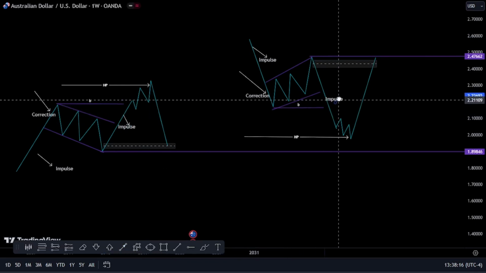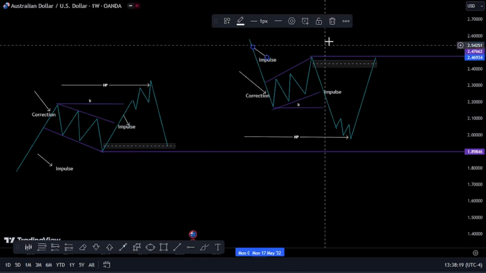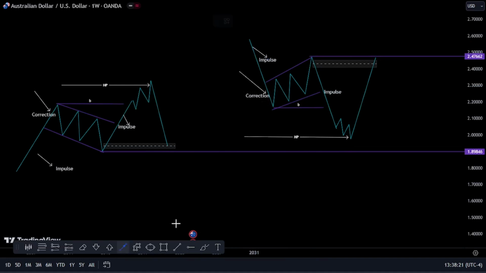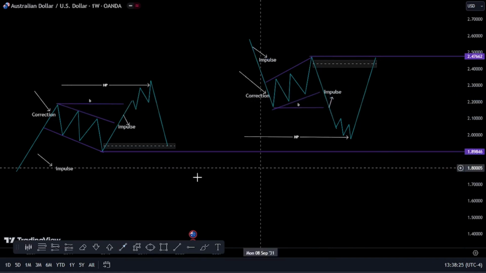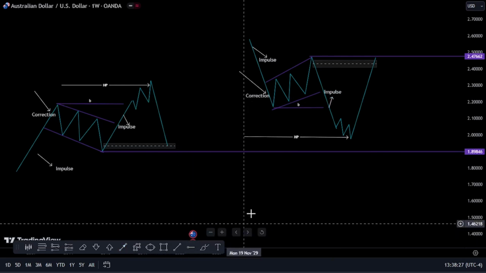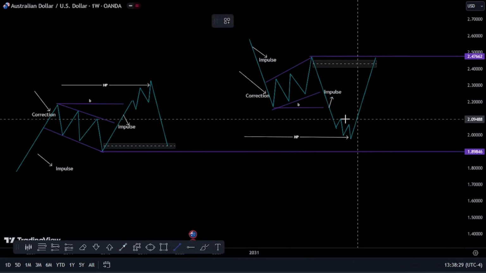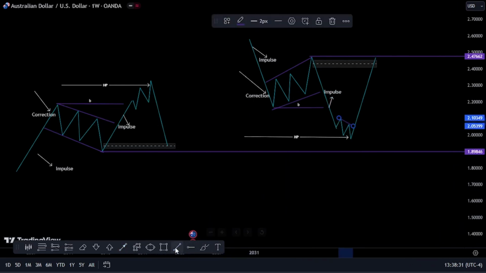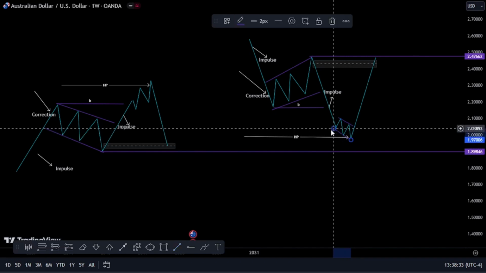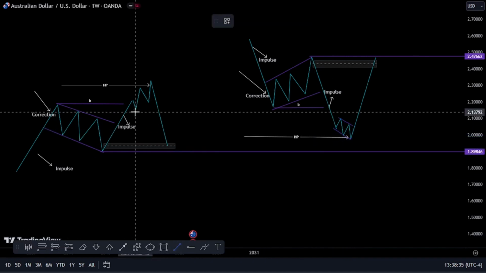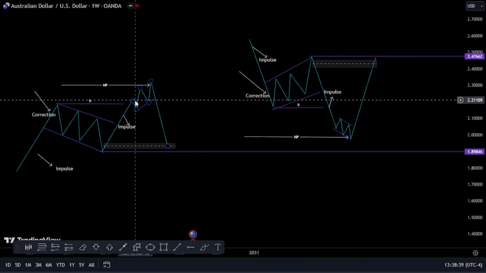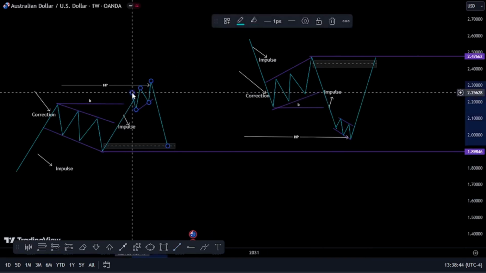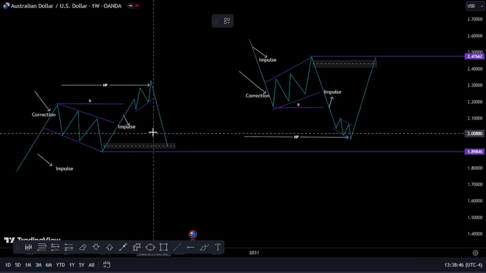To be followed by another impulse again, which is this one here. This leg is an impulse. You understand? And then again there's this one. I just want to put everything on one picture, guys, because that's how the market moves.